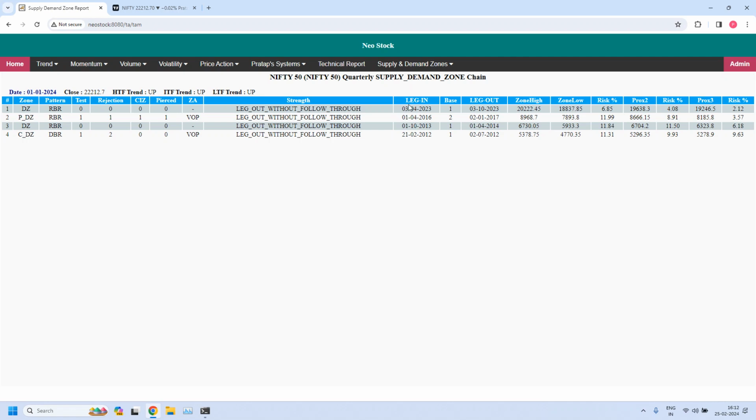How to draw? Check the leg in. What is the leg in? This is the date, and the leg out date, the candle's date. So based on this you can draw. And also it is showing how many base candles are there. Now I am taking the reference of leg in. The 3rd April 2023 is the leg in. One base candle is there. After that, leg out is there.